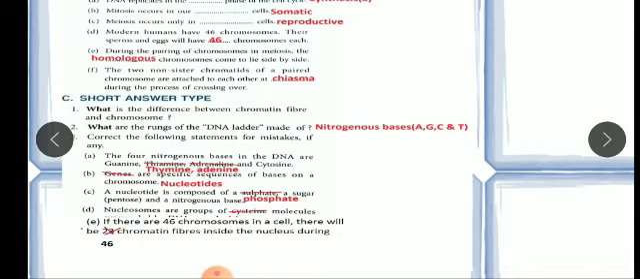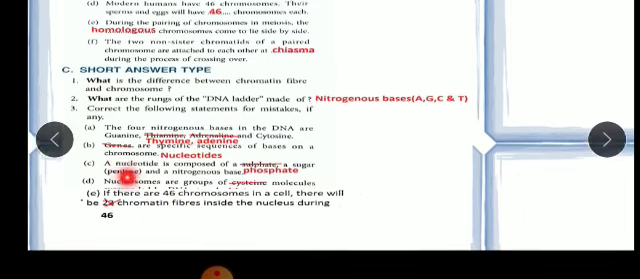Okay. Then the next F part: the two non-sister chromatids of a paired chromosome are attached to each other at the chiasma during the process of crossing over. Okay. Now C part is short answer type.